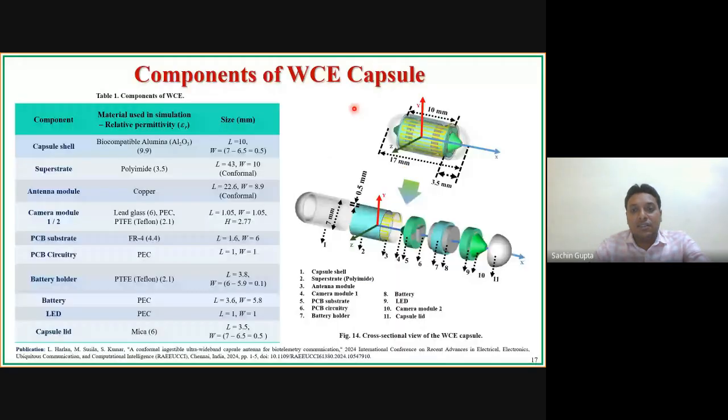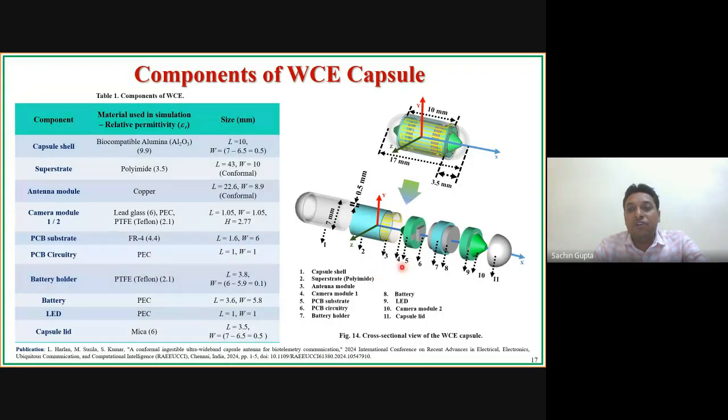This is a cross-sectional view of the wireless capsule endoscopy system. Here we can see the first thing is the outer shell, and usually the capsule shell is made up of biocompatible alumina. These are the dimensions of the capsule shell. And the superstrate is placed here, which is made up of polyamide material.